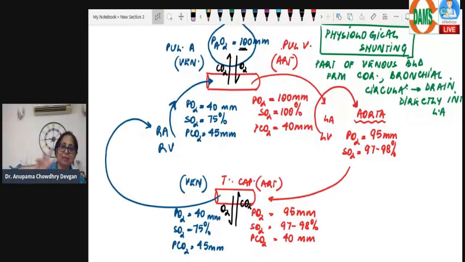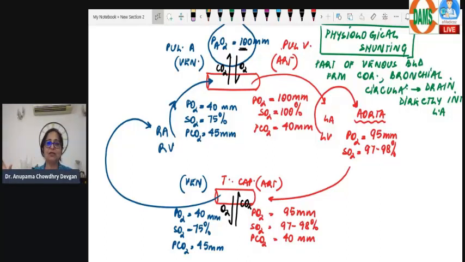At the level of the pulmonary capillary, venous blood comes via the pulmonary artery. Venous blood means PO2 40, saturation 75, PCO2 45. As it passes through the pulmonary capillaries, oxygen comes from the alveolus into the pulmonary capillary, and CO2 diffuses into the alveoli. So what happens on the arterial side, in the pulmonary vein? PO2 is 100, saturation is 100%, PCO2 is reduced to 40. This goes to the left side of the heart. Once it comes into the aorta, there is a further reduction in PO2 and saturation. Why is that so? This is because of physiological shunting.